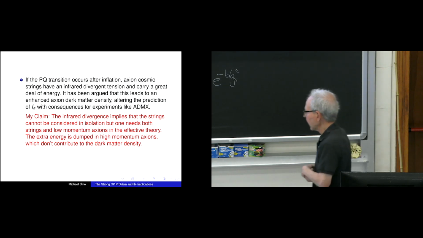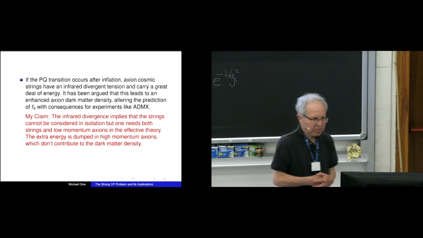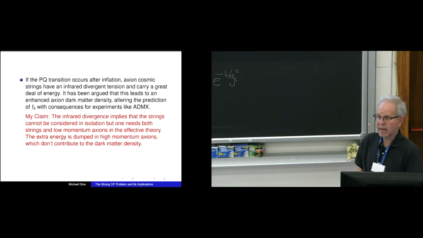A way of saying this is that there's a parameter, which is often written as xi, which is something like log of f_a over H at the time of the transition. And this number can be large. This number can be 80 or so, I think. This is a large parameter which might, and has been argued, might affect the dark matter density in ways that would have profound implications for experimental searches, for example, for axions.